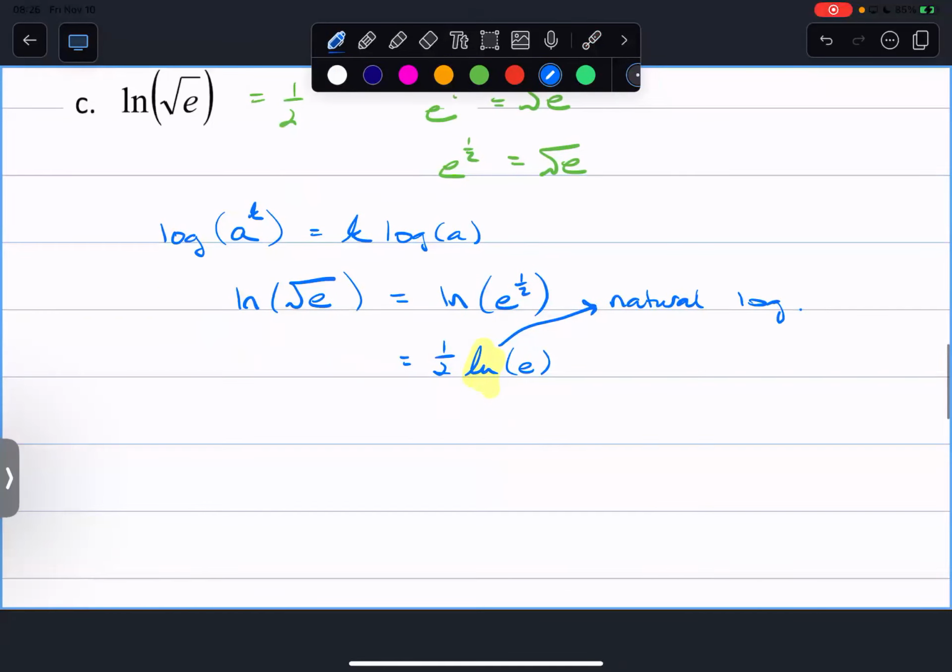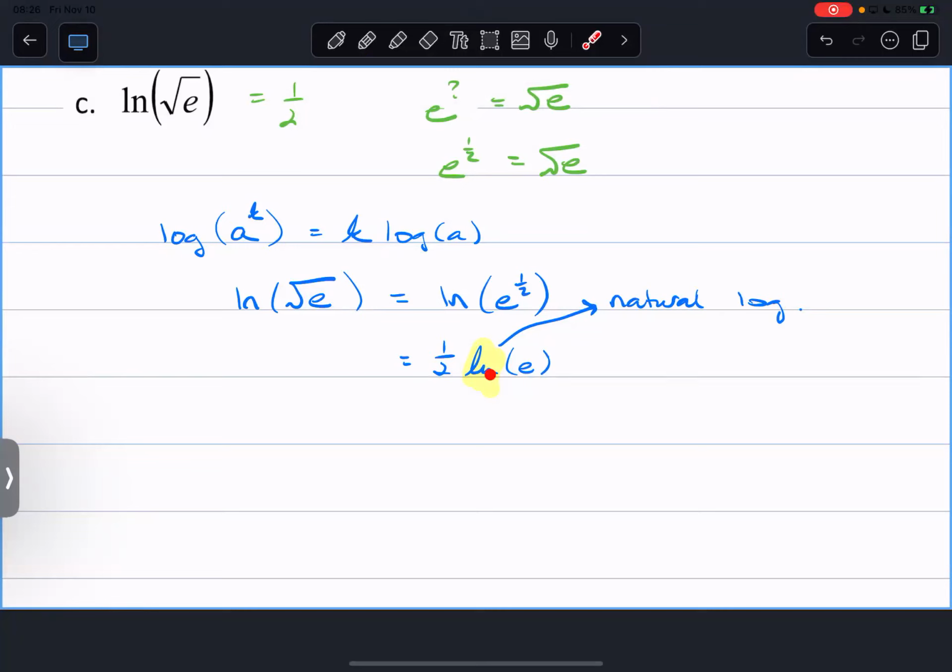You'll get used to it eventually. If we all band together and write our natural logs like this, when you're writing it a lot, you just want to have a little scribble. Why does this go to 1?